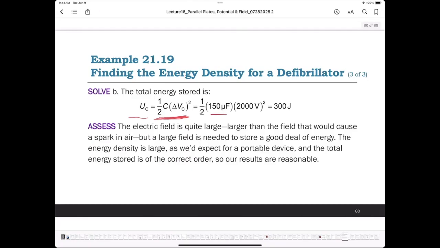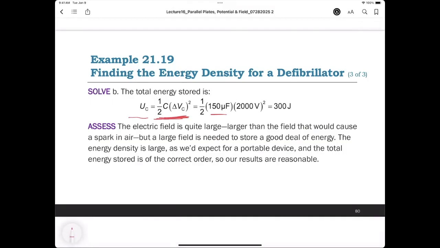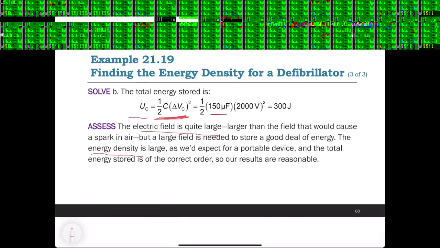The electric field is quite large, larger than the field that would cause a spark in air. But a large field is needed to store a good deal of energy. The energy density is large, as we'd expect for a portable device, and the total energy stored is of the correct order. So our results are reasonable. You can see for this result, the electric field is large, the energy density is also large, and the energy stored is also large. That makes sense to you.